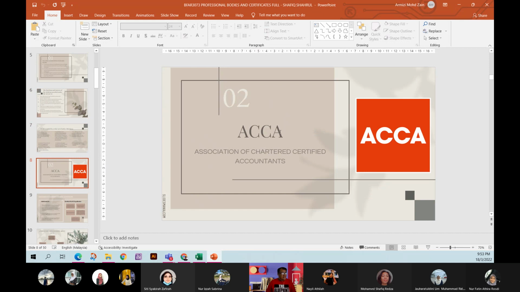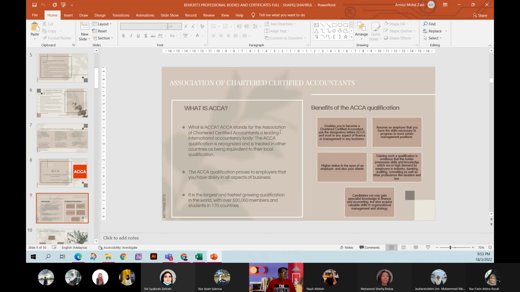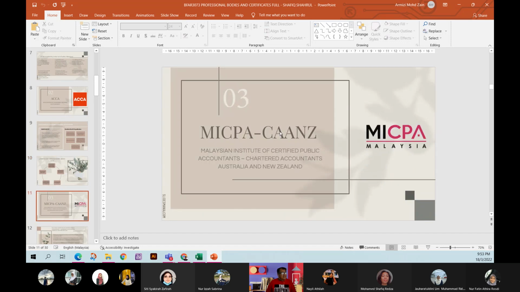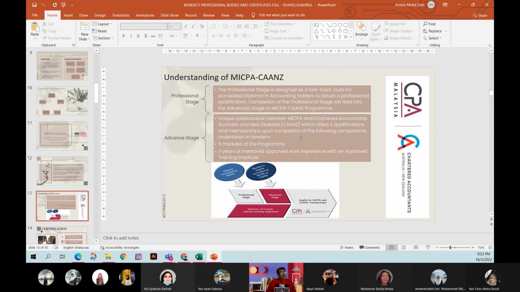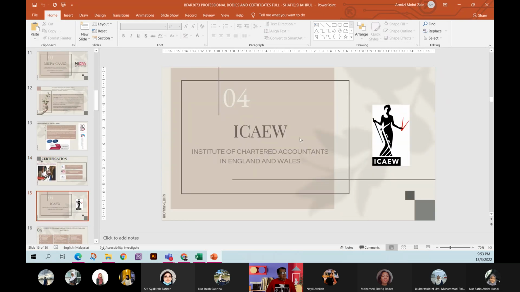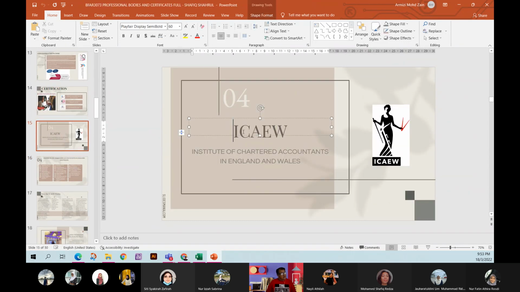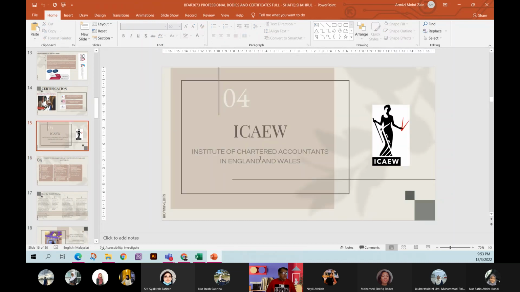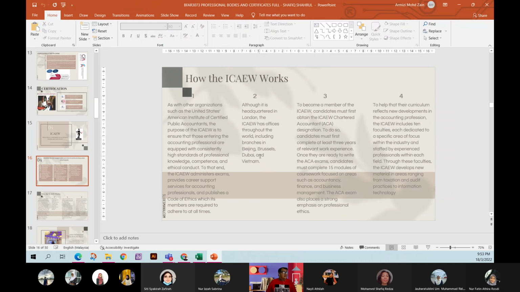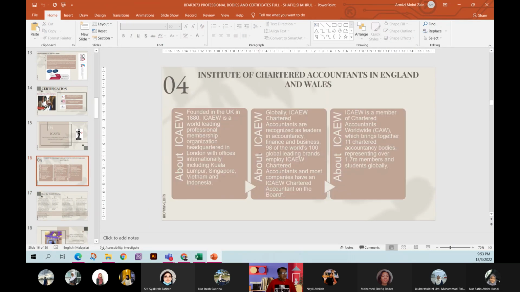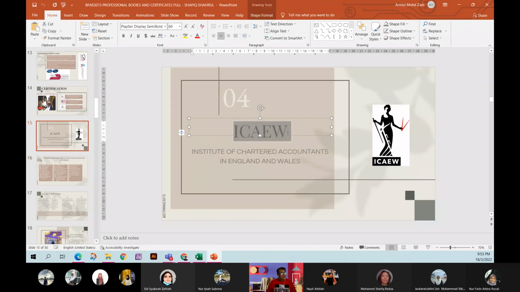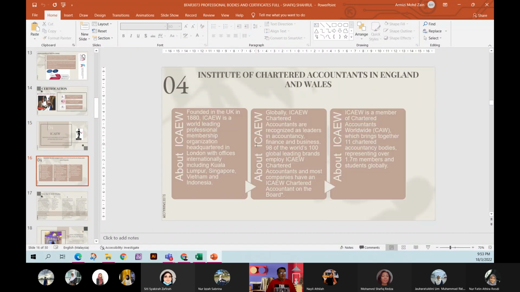ACCA, saya tengah sambung belajar. Saya tinggal lagi 2 paper tak habis lagi. ACCA, MICPA, CANZ ni CPA Malaysia lah, MICPA kalau you nak sambung belajar. ICAEW, the ultimate one lah. Orang account kalau you ada ICAEW ni memang power. You boleh jadi CFO, CEO company besar, Proton ke Petronas ke. Bila dia tahu you ada ICAEW tu, senang lah hidup you dari segi untuk kerja.